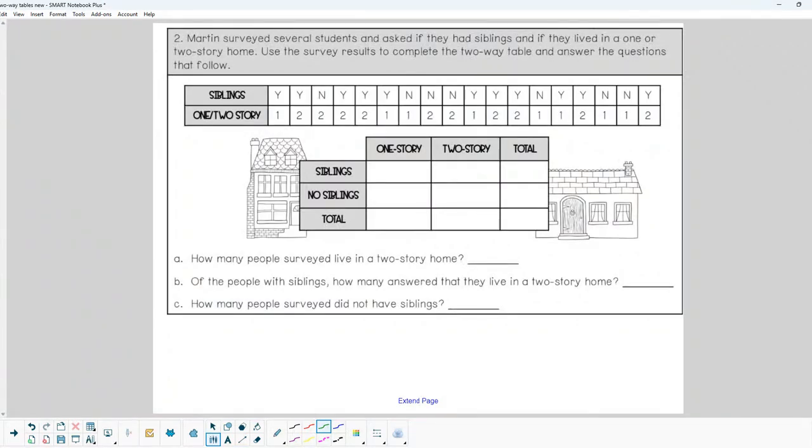Okay, here's another one, and this one's a little bit more technical looking, but we're going to figure it out. First of all, this represents Martin surveying several students and asking if they had siblings and if they lived in a one or two-story home. Use the survey results to complete the two-way table and answer the questions that follow. So how many people surveyed live in a two-story home? If we come down here and start counting, 1, 2, 3, 4, 5, 6, 7, 8, 9, 10 people lived in a two-story home.